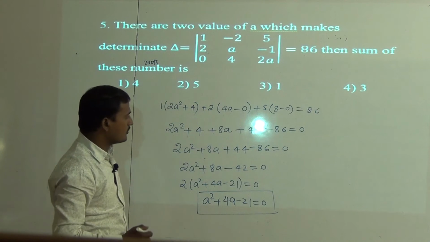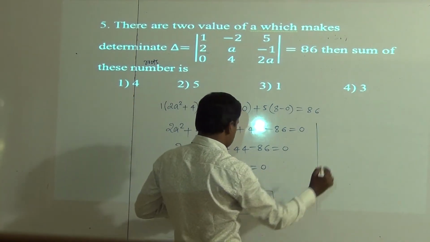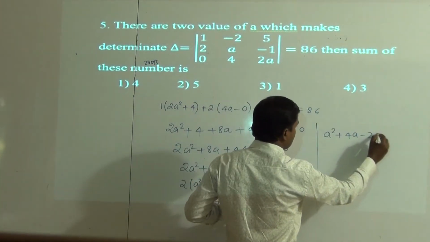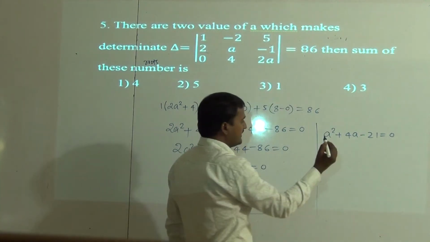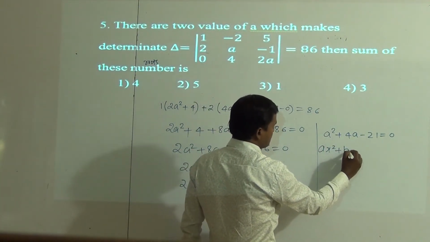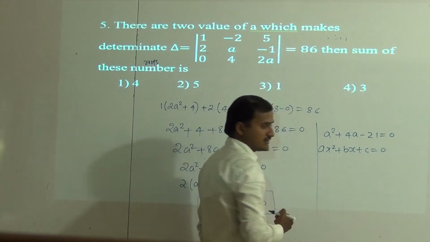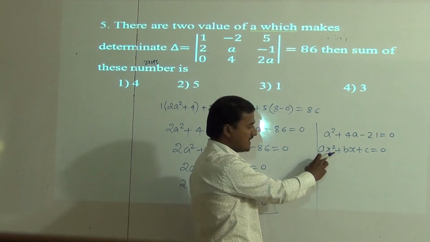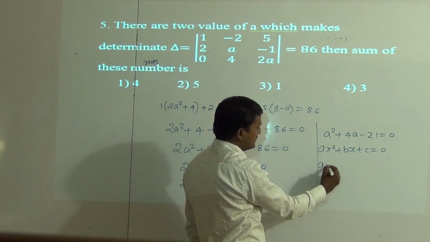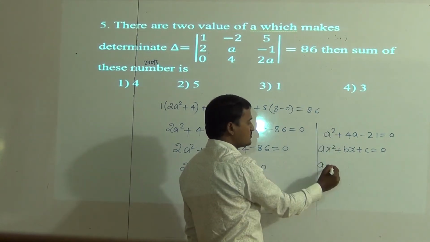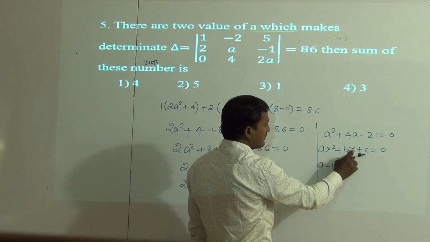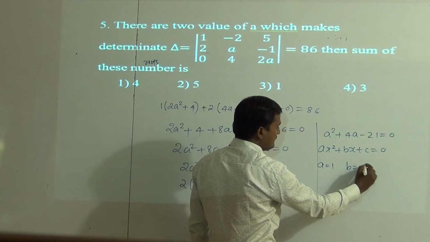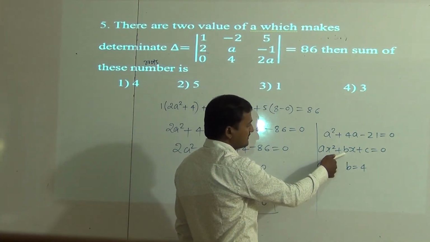Now you have got the quadratic equation, a square plus 4a minus 21 equal to 0. It is in the form of ax square plus bx plus c equal to 0, so here it is a quadratic in a. The coefficient of a square is 1, so I will take 1, and the coefficient of a is 4, so b is equal to 4.